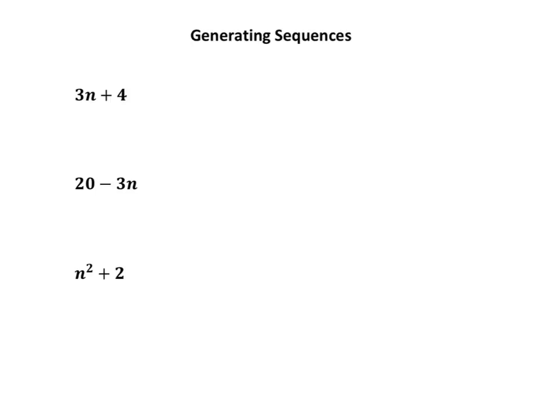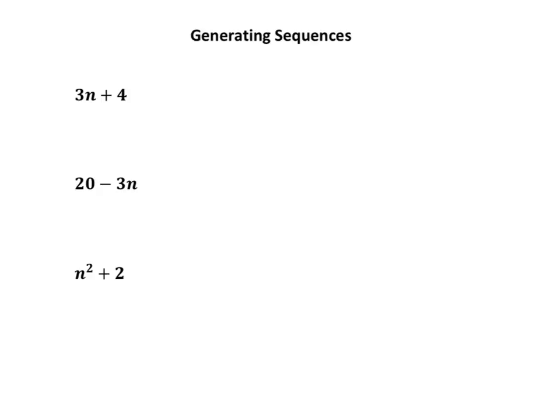Right, we're going to be looking at generating sequences given nth terms or given their algebraic form. There's a couple of ways of looking at this. You can either substitute in, I'm going to do the first 5 terms. You can either substitute in 1, 2, 3, 4 and 5 for n. That's one way of doing it.